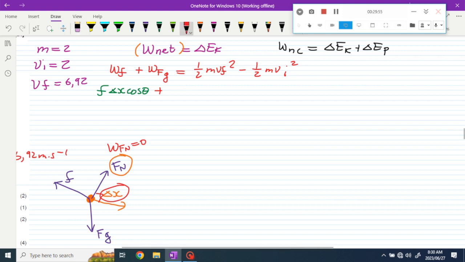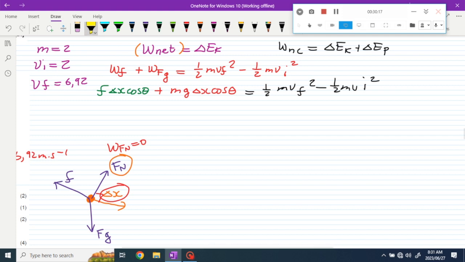To calculate Fg, we can just say mg, right? Change in x cos theta. Okay. Is equal to, on the right hand side, half m v final squared minus half m v initial squared. Okay, I've expanded. Are there any questions so far?